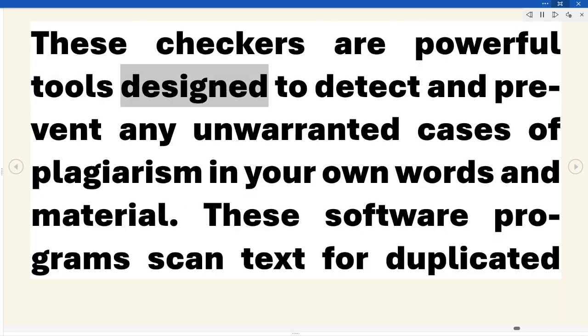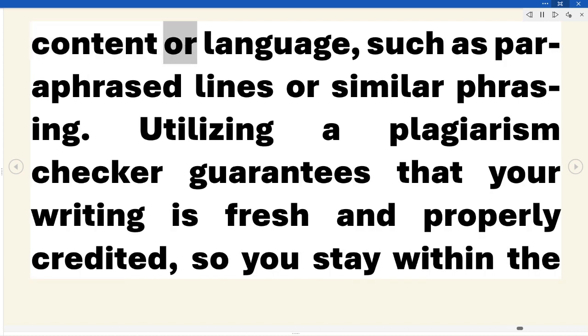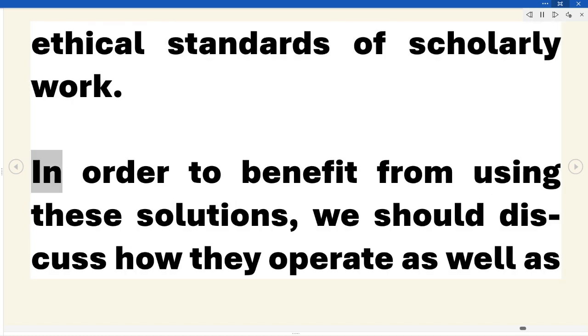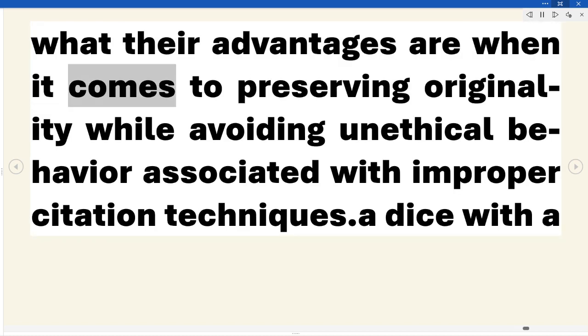Utilizing a plagiarism checker. These checkers are powerful tools designed to detect and prevent any unwarranted cases of plagiarism in your own words and material. These software programs scan text for duplicated content or language, such as paraphrased lines or similar phrasing. Utilizing a plagiarism checker guarantees that your writing is fresh and properly credited, so you stay within the ethical standards of scholarly work. In order to benefit from using these solutions, we should discuss how they operate as well as what their advantages are when it comes to preserving originality while avoiding unethical behavior associated with improper citation techniques.